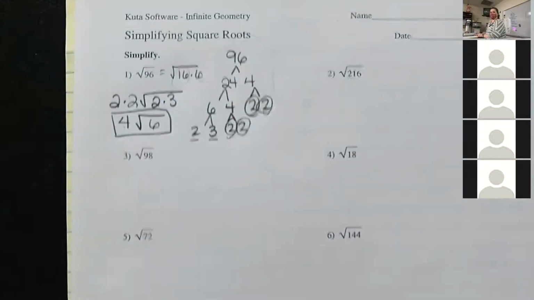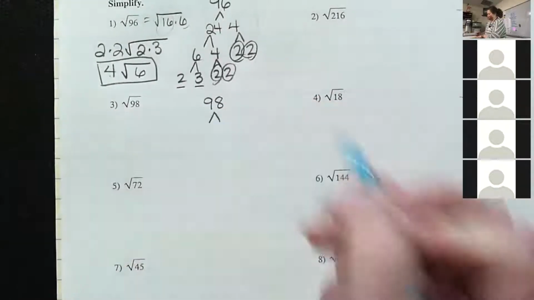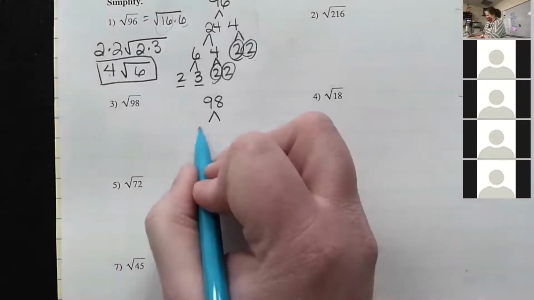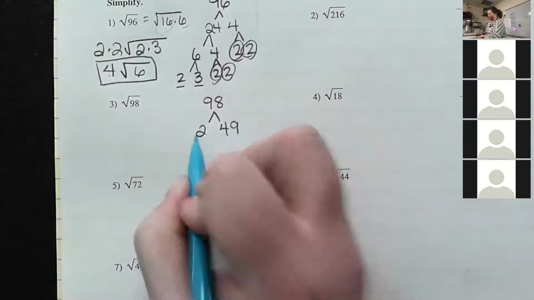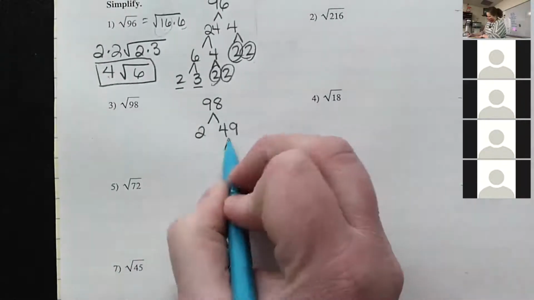Okay, so let's try the next one. Let's try this square root of 98. What times what is 98? 2 and what? 2 and 49. 2 is prime, so that's good. Can I break down 49 anymore? 7. Yeah, 7 times 7.